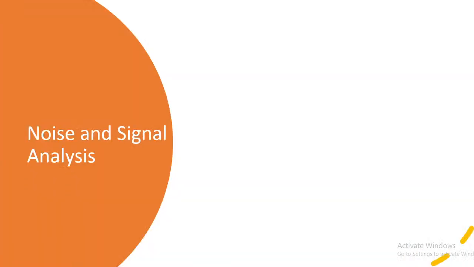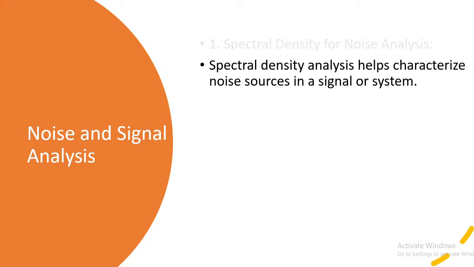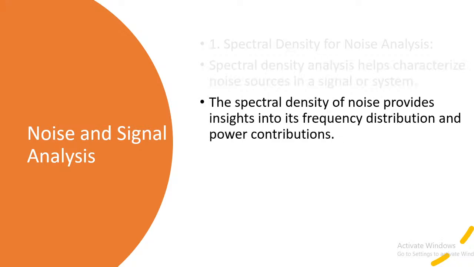Then signal processing and communication. Noise analysis. They help in characterizing noise sources in a signal or a system. What are the noise sources? They can be characterized. Spectral density of noise provides insight into frequency distribution and power contributions. Next.